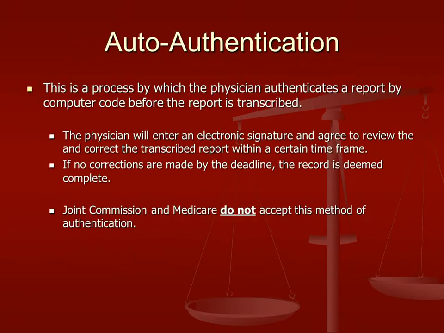Now let's look at a concept, a process known as auto-authentication. You may hear this. It's a process by which a physician authenticates a report by computer code before it's ever transcribed. So in other words, the physician will enter an electronic signature or a PIN and agree to review and correct the transcribed report within a certain time frame. And then if there are no corrections to be made, the record is deemed complete and that electronic signature is permanent. This is not okay according to Joint Commission and Medicare.